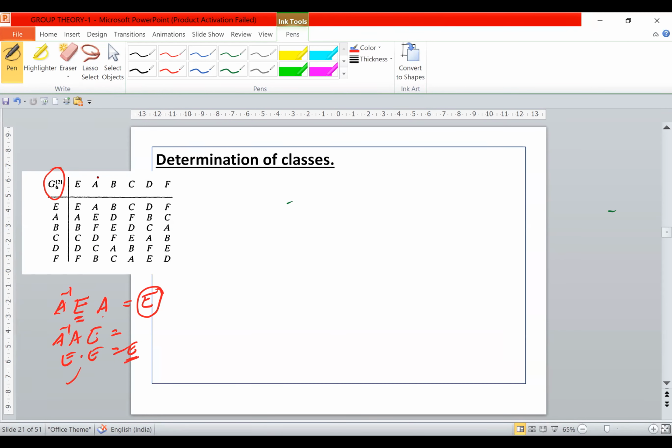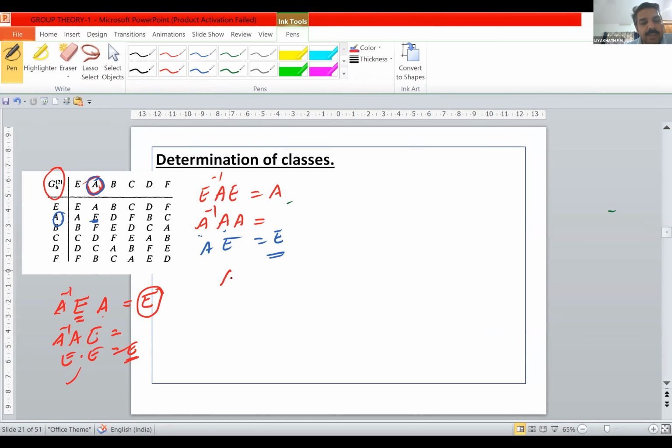And second, we take A. So A right multiplied with E and left multiplied with E inverse, we get A itself. Second, A is right multiplied with A and left multiplied with A inverse. What is A into A? You can look at the group multiplication table. A into A is equal to E. So E into A inverse. What is A inverse? A into A is equal to E, therefore A inverse is equal to A itself. So A into E is equal to E.